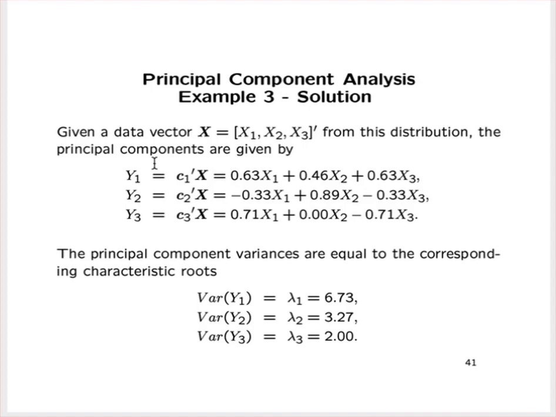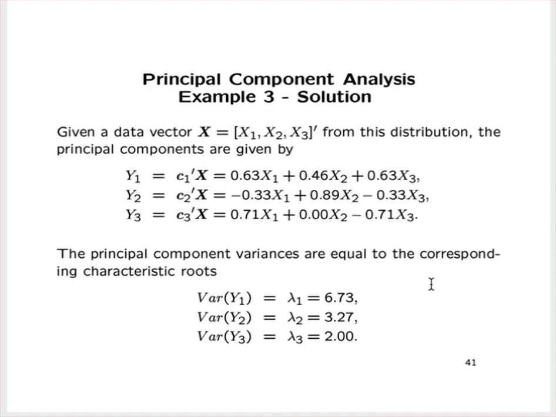The formula for computing the first principal component from the original 3 response variables is 0.63 times x1 plus 0.46 times x2 plus 0.63 times x3. The formula for computing the second principal component is negative 0.33 times x1 plus positive 0.89 times x2 minus 0.33 times x3. And finally, the formula for computing the third principal component is 0.71 times x1 minus 0.71 times x3. Notice that the coefficient on x2 is 0, and so in this linear combination, x2 is not participating.